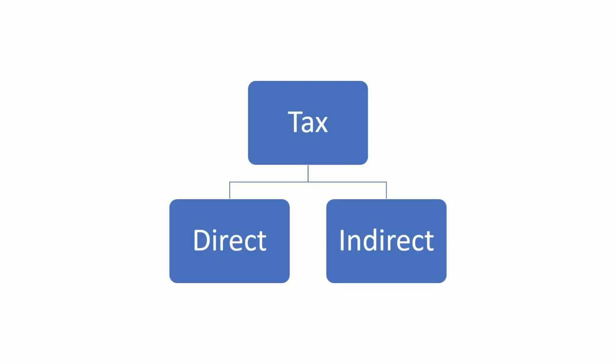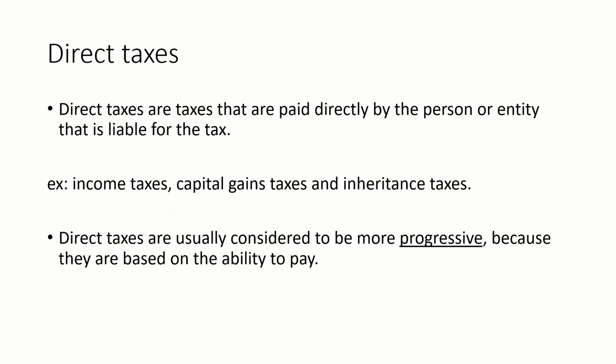Now let's look at how taxes are divided into direct and indirect. Direct taxes. Direct taxes are the taxes that are paid directly by the person or entity that is liable for the tax, such as income taxes and inheritance taxes. Direct taxes are usually considered to be more progressive because they are based on the ability to pay. We will talk about progressive taxes later in the video.